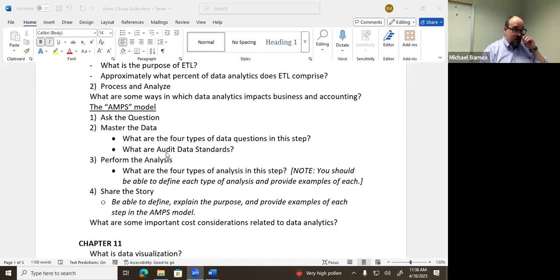In performing the analysis, the 4 types of data analysis, this one's one that we visited multiple times. I said you should be able to define each type of analysis and provide examples of each. So let's go through the 4 types. There's the descriptive, there's the diagnostic, there's predictive, and prescriptive. And we're going to talk about those at length in the practice exam. There's a couple of questions on those. I'm going to tell you right now, you should know the definitions for all of them. You should know when they're used.